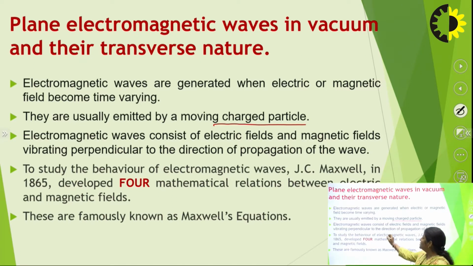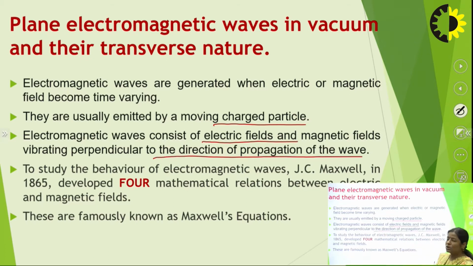Now they consist of electric fields and the magnetic fields which are vibrating perpendicular to the direction of propagation of the wave. So in this way, we can understand that the electromagnetic waves are transverse in nature by this property. All right. In the later discussion, we will also see how they are showing their transverse nature. All right. So what happened now after we are having the idea of the electromagnetic waves? Now we will go to their study.